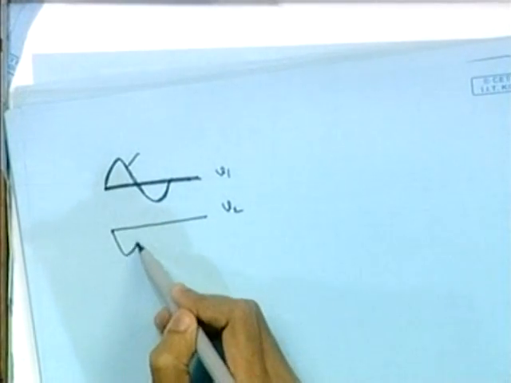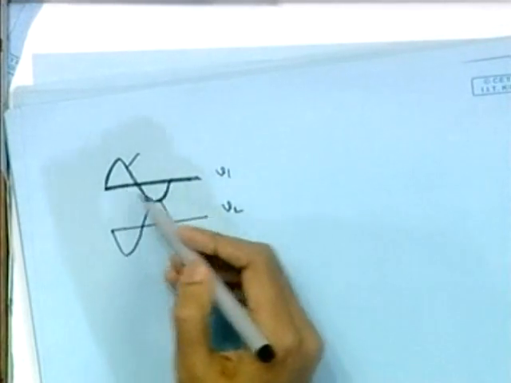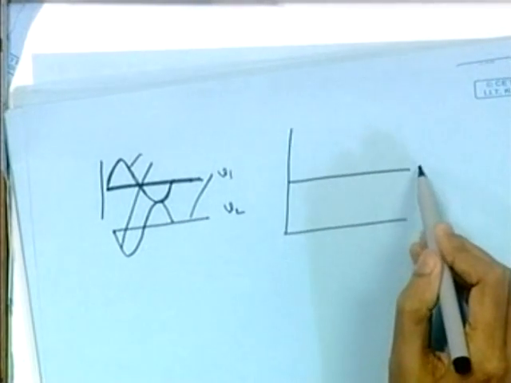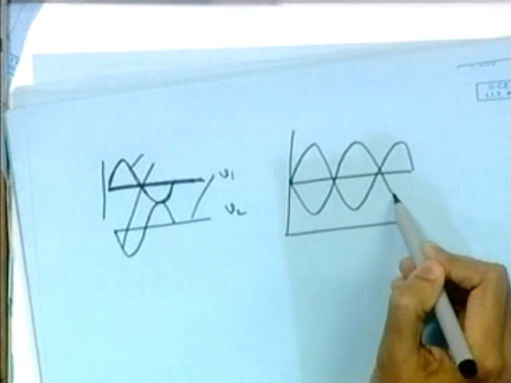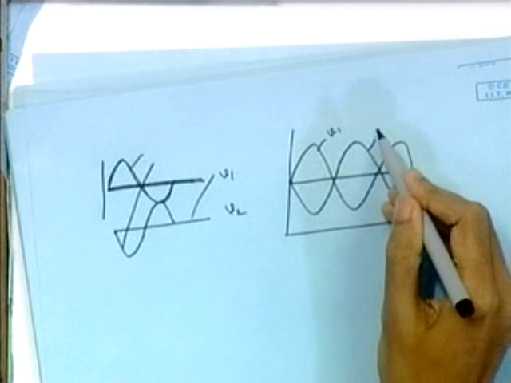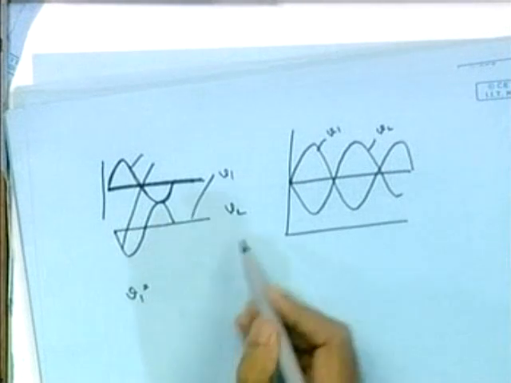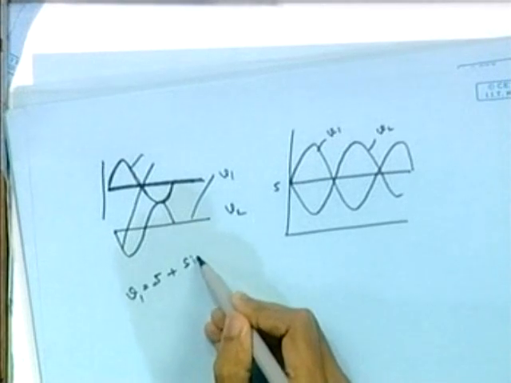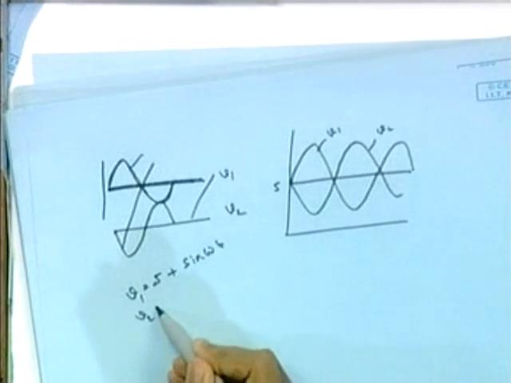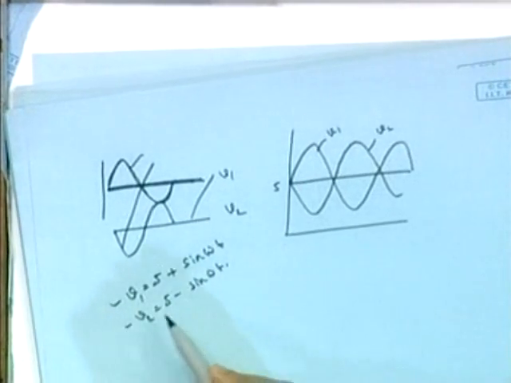And suppose for V2 we have an equation like this. Okay, I will draw it here. This is a common DC, V1, this is V2. If we write the equation, V1 is, say, 5 volt plus sin omega t. V2 is 5 volt minus sin omega t. So these two are our input signals, V1 and V2.